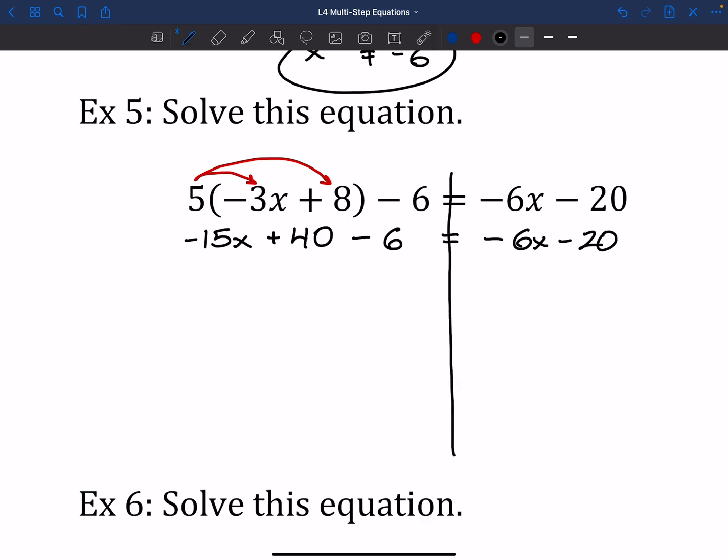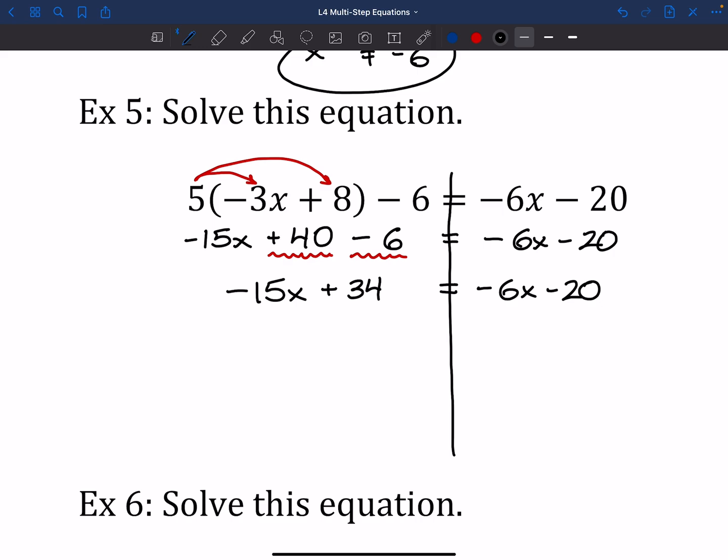So after that, this is our very first one where we're going to have some like terms to combine. What I'm noticing is over on the left-hand side, we have a positive 40 and a negative 6. Those sure seem like things that we could smush together. So negative 15x is still going to stay the same, and then 40 minus 6 is going to bring me down to positive 34. Again, that step is literally just smushing those two pieces together.